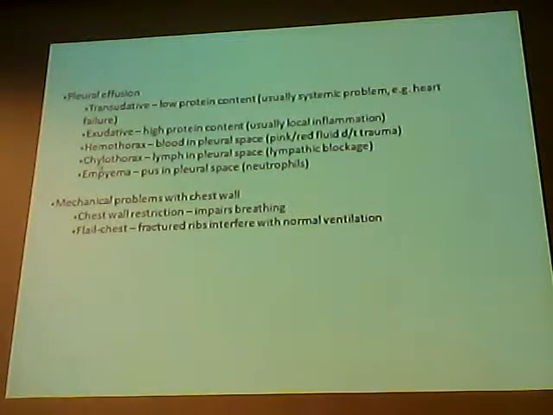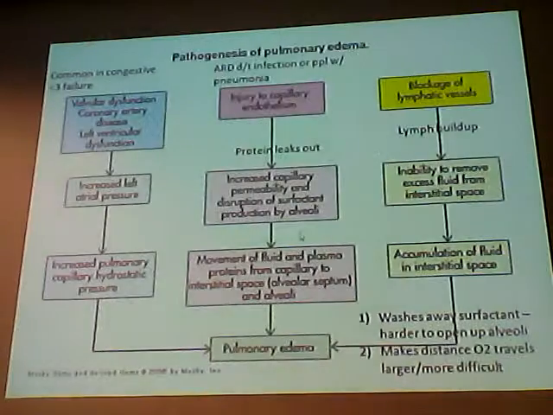And then all of these different effusions I would also know. So transudative refers to a low protein content, exudative, high protein content, hemothorax, hemo, blood, thorax, pleural space, chylo, lymph, empyema, that means pus in the pleural space, and then you could have mechanical problems, so chest wall restriction or flail chest. With flail chest, you'll have fractured ribs that interfere with your breathing.